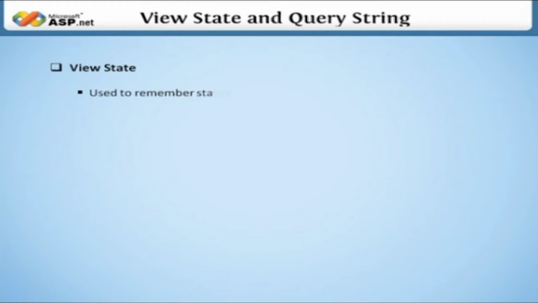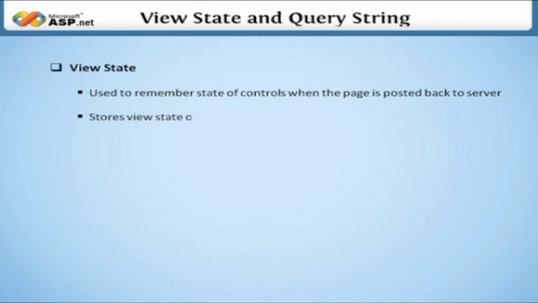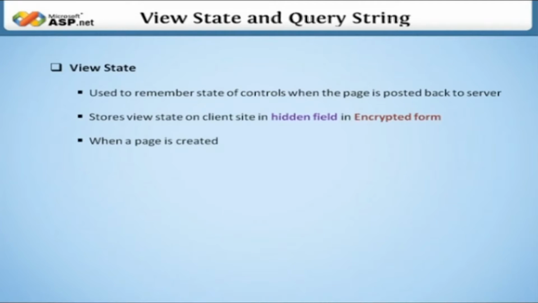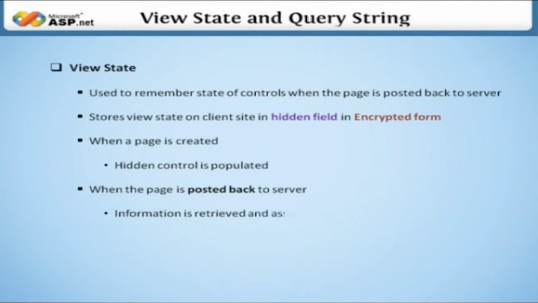ViewState is used to remember the state of the controls when the page is posted back to the server. ASP.NET stores ViewState on the client side in a hidden field in encrypted form. When a page is created on the web server, this hidden control is populated with the state of the controls, and when the page is posted back to the server, this information is retrieved and assigned to controls.